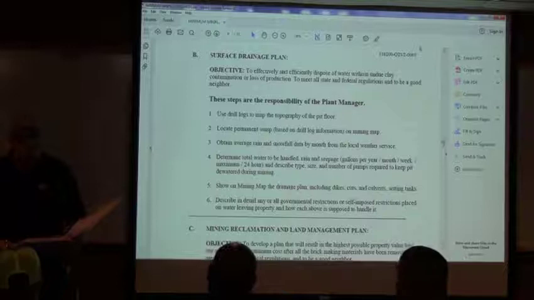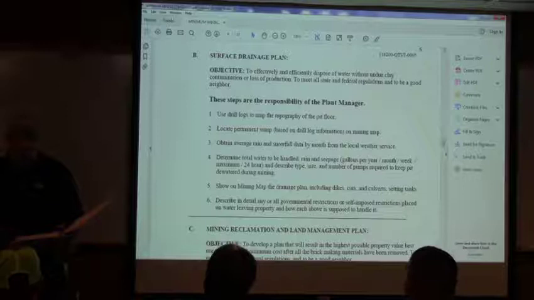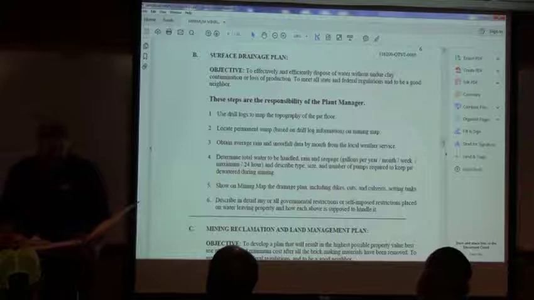Okay. Describe in detail any or all governmental restrictions or self-imposed restrictions placed on water leaving property and how each above is supposed to handle it.